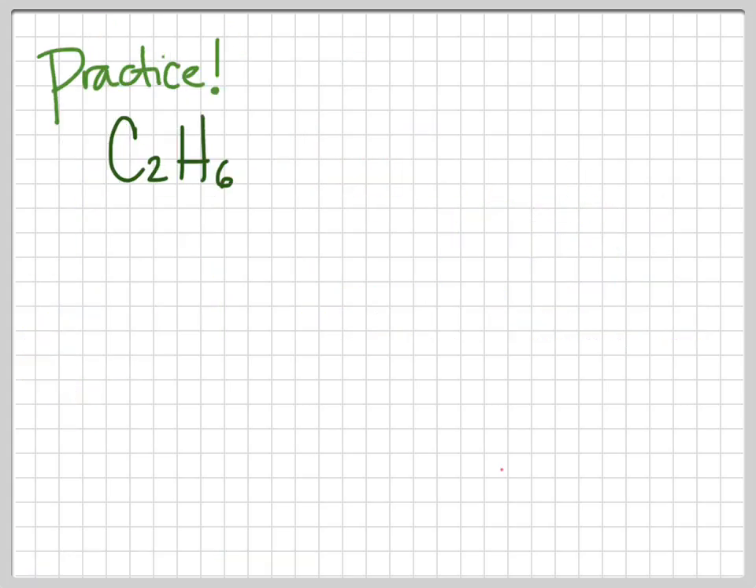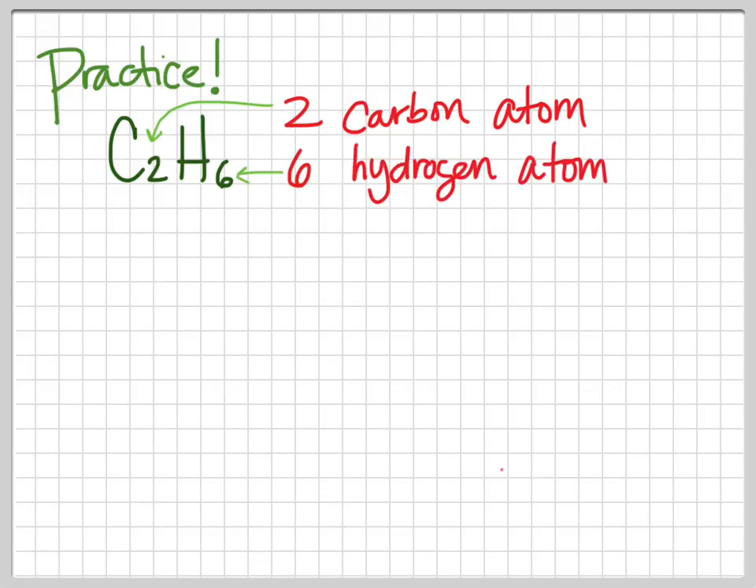Let's do some quick practice counting atoms and ions. So here we have the formula for dicarbon hexahydride. So we see a subscript of 2 and a subscript of 6. What does that tell us? Well, that there are 2 carbon atoms bound up to 6 hydrogen atoms. Did you get it right? Good.